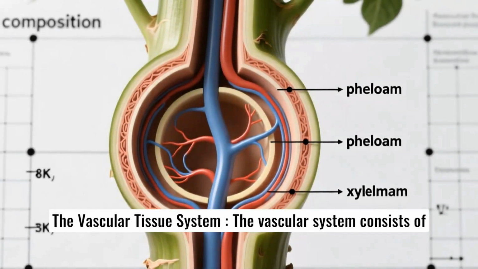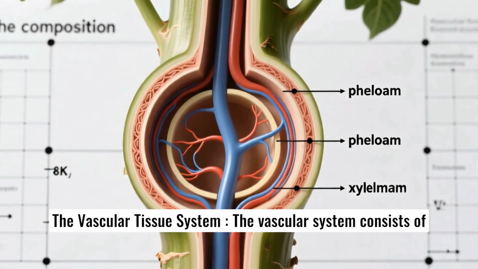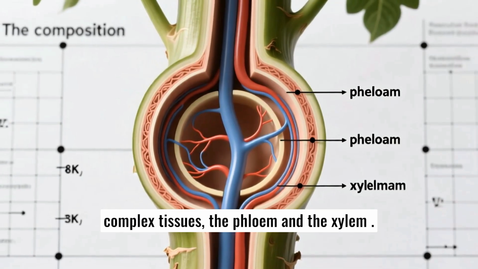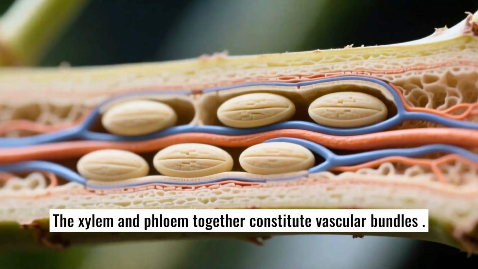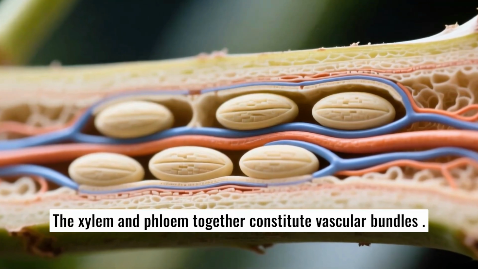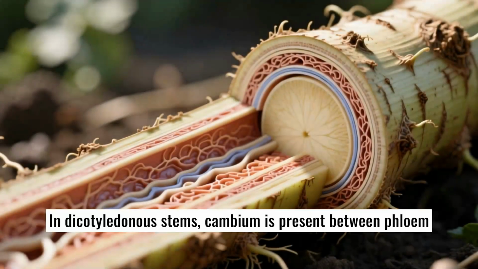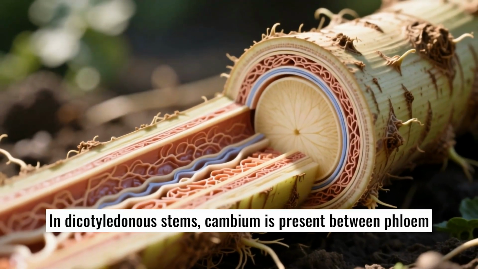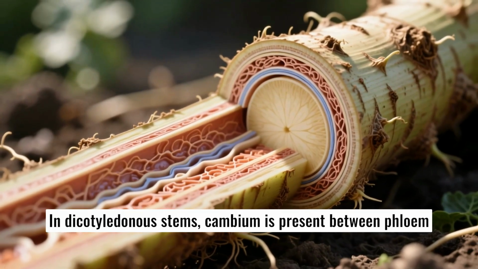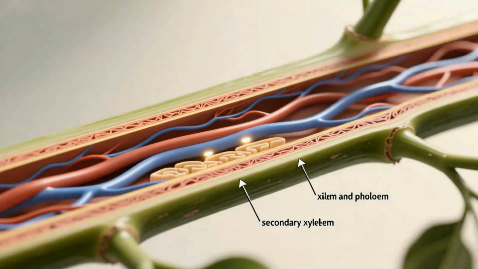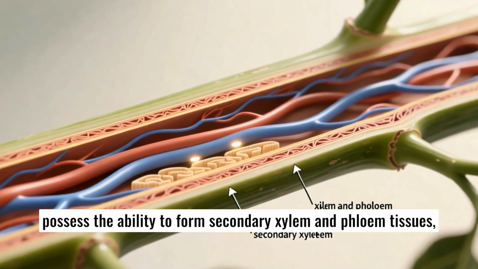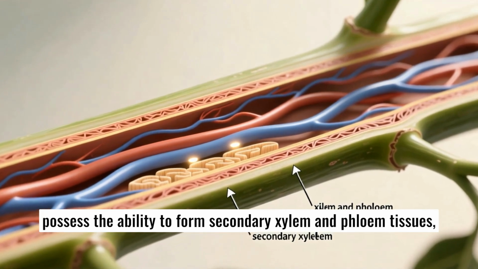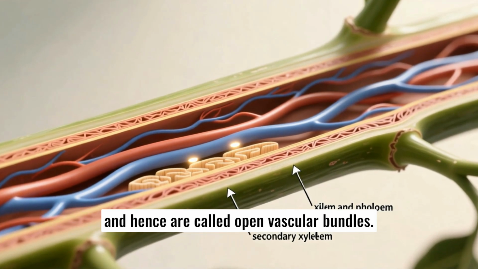The vascular tissue system. The vascular system consists of complex tissues, the phloem and the xylem. The xylem and phloem together constitute vascular bundles. In dicotyledonous stems, cambium is present between phloem and xylem. Such vascular bundles, because of the presence of cambium, possess the ability to form secondary xylem and phloem tissues, and hence are called open vascular bundles.